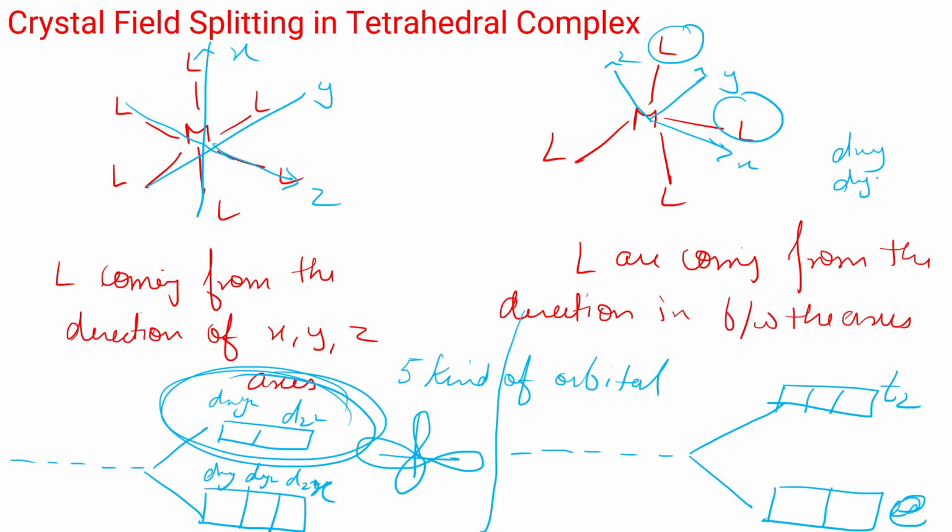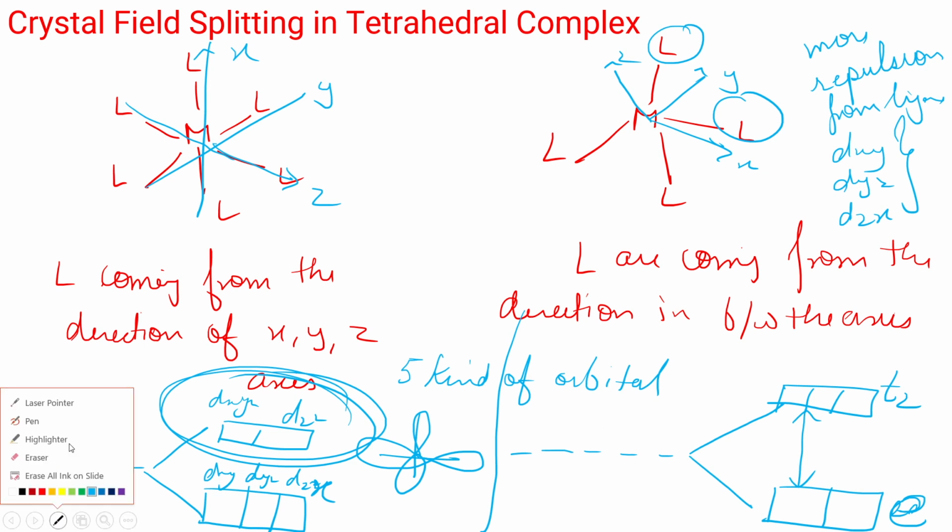Here dxy, dyz, and dzx will feel more repulsion from the ligand. That's why the order of splitting is reversed. In the case of tetrahedral complexes, the three T2 orbitals, that is dxy, dyz, and dzx, have their energy increased, while the dx square minus y square and dz square orbitals have their energy reduced. I hope you understood.